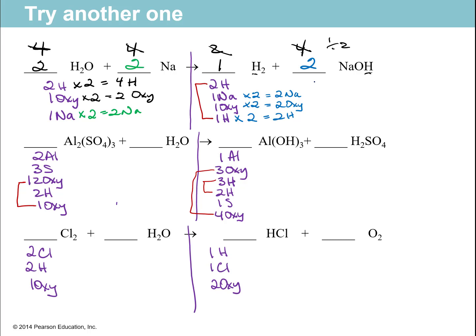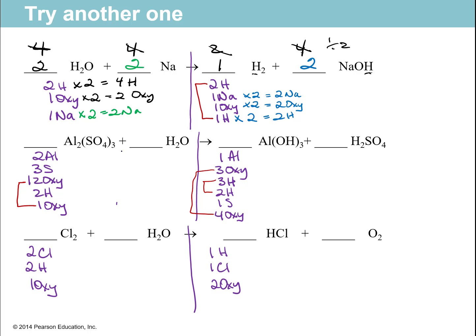Okay? So in the second one, which one did you choose to balance first? The Al, aluminum. Okay, do you see aluminum's in one place on either side? Sulfur's in one place on either side. I would not balance oxygen first because oxygen is in every single molecule. Leave that until absolutely the last. We might have to use the hydrogens because it's in one place on the left, 2 places on the right, but I want to balance the simplest ones first. So how did you balance the aluminums? Which side did you change?